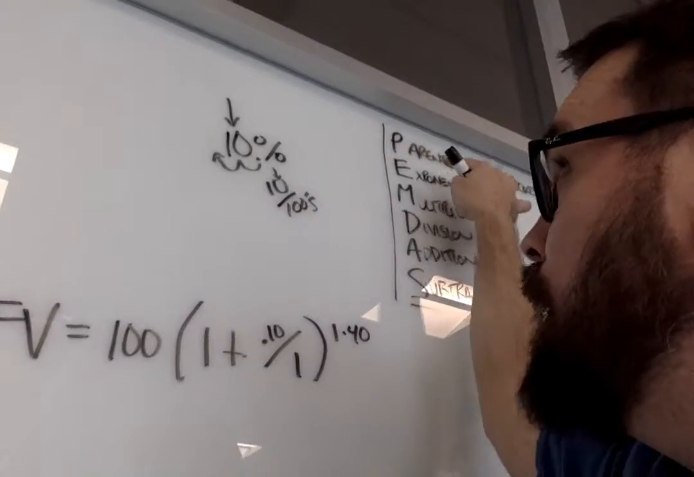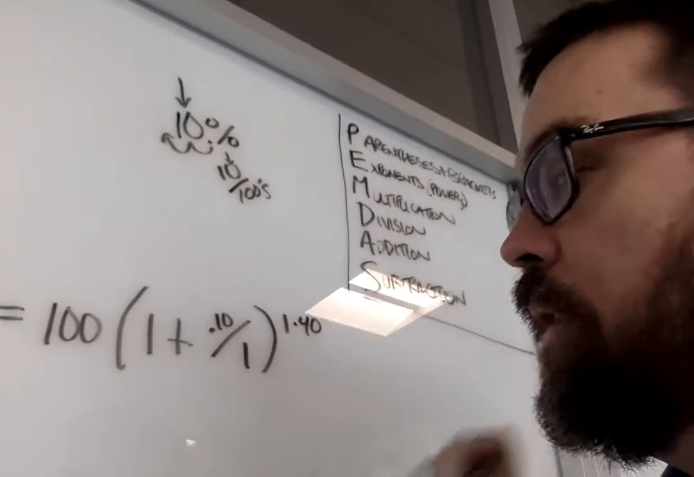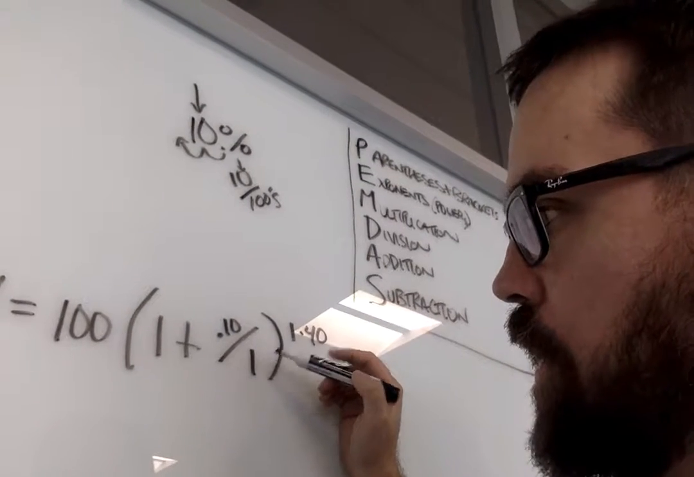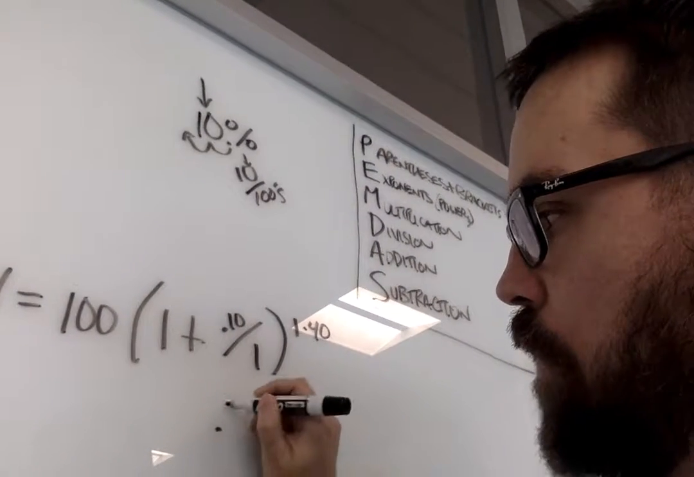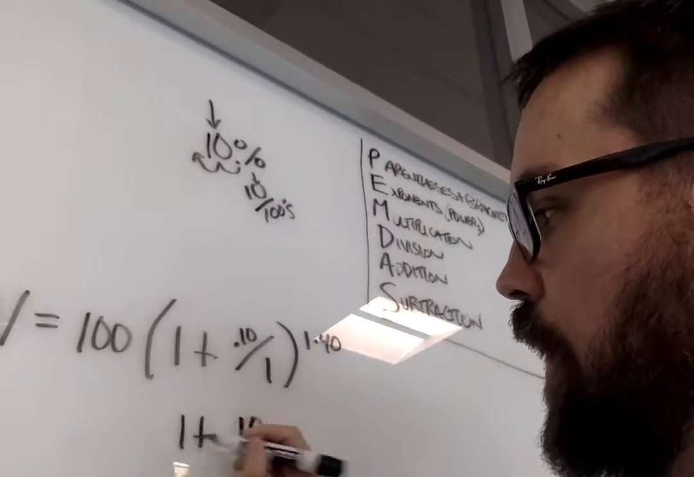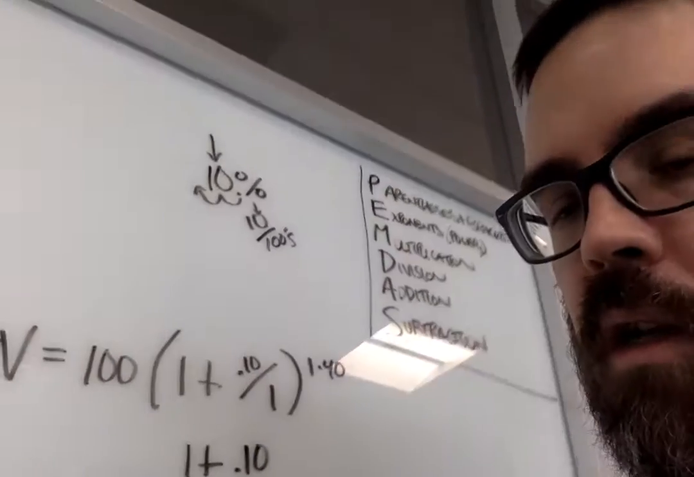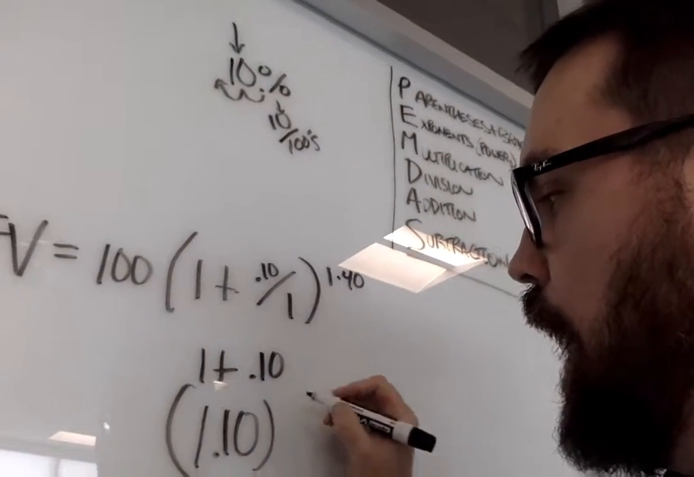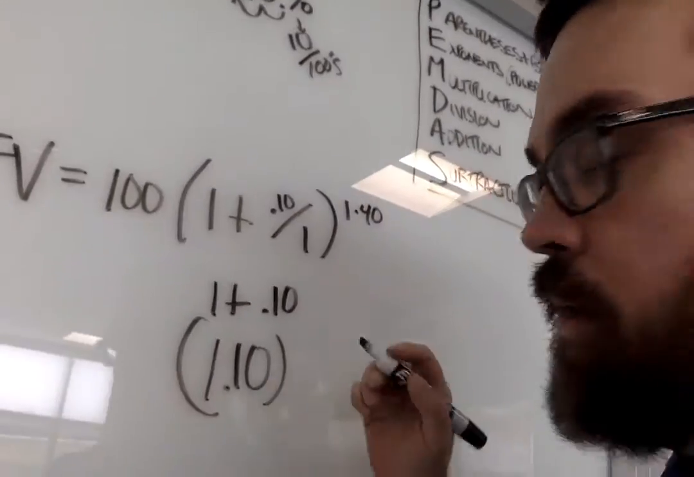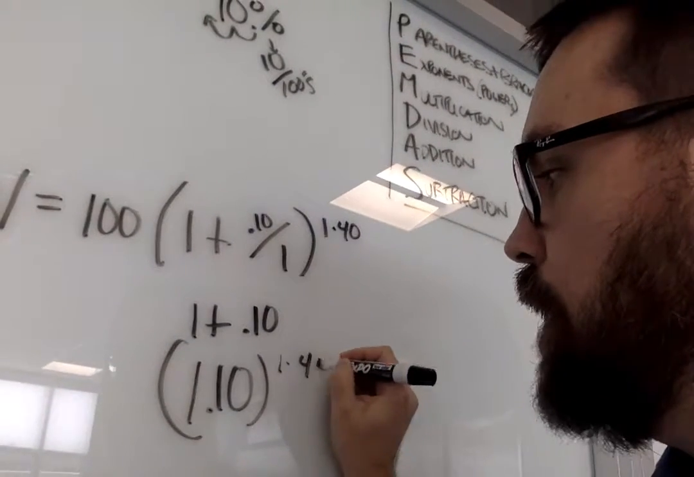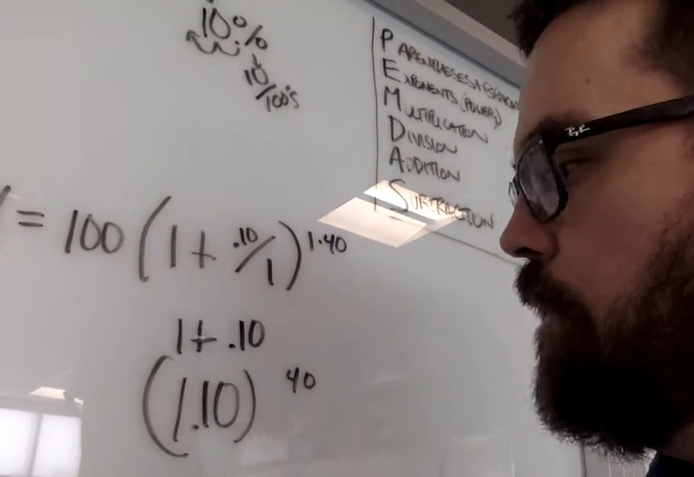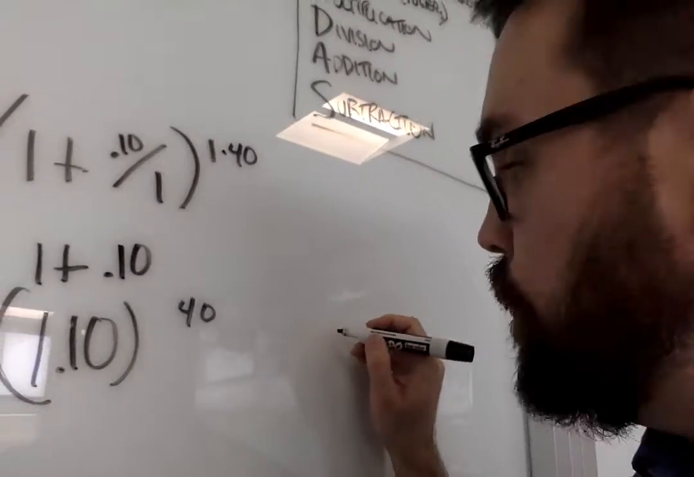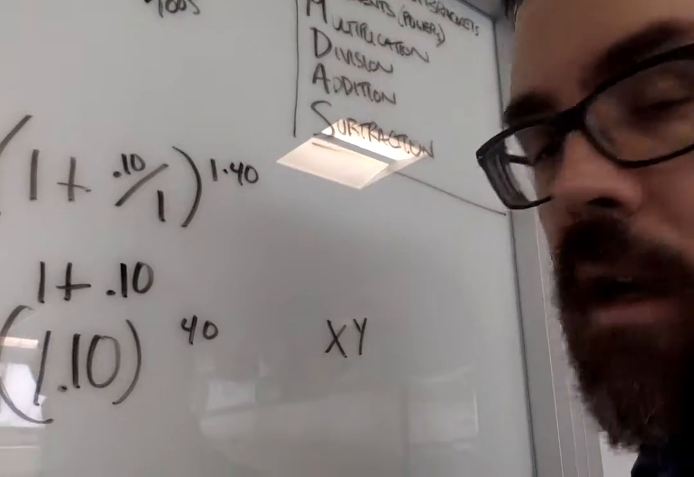Okay, so order of operations. First, I have to do what's in parentheses. So it's going to be 0.10 divided by 1, so that's actually going to be just 0.10, and then plus 1. So that's going to be 1.10 in the parentheses. Okay, and then you're going to do the exponents. So you're going to have that 1 times 40 left over here, which is just going to turn out to be 40.